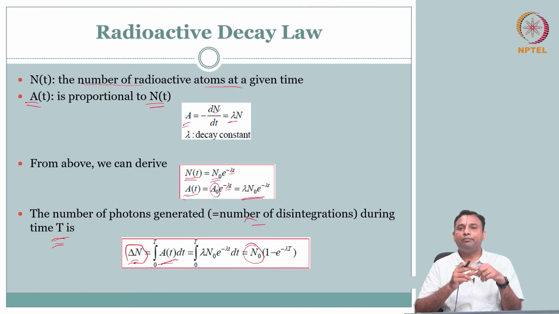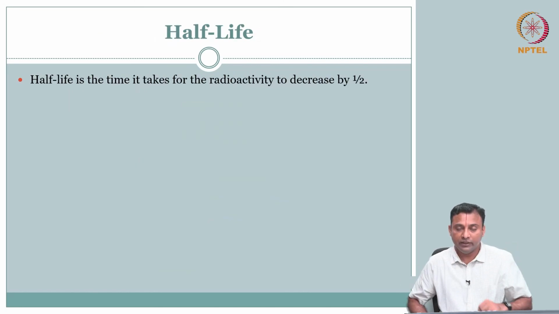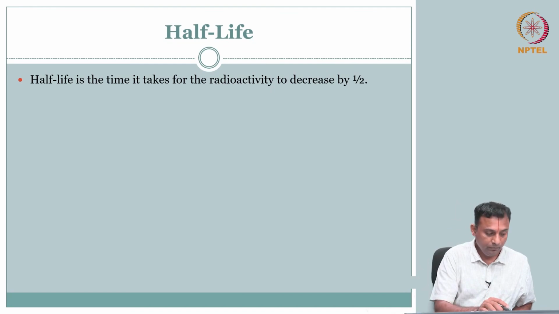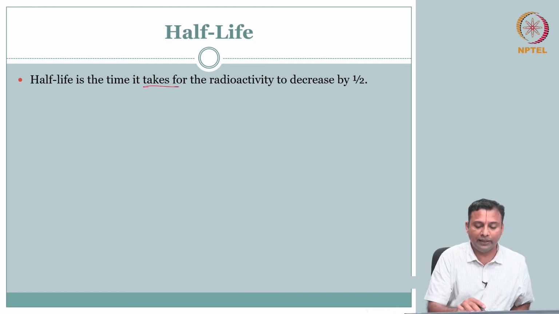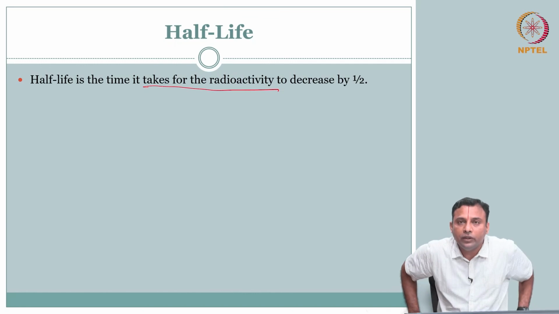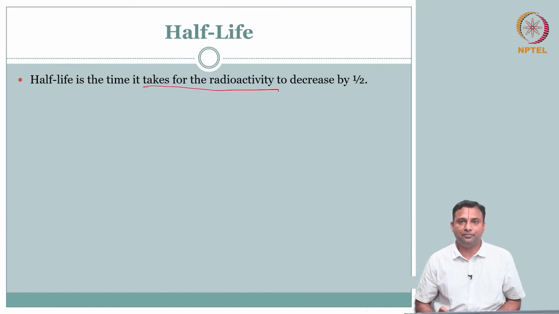So the natural quantity of interest is, when is it 50%? There we talked about the half value layer thickness, when the attenuation was 50%. Here likewise you start with some n naught, some radioactivity. When does it become half? That is a quantity of interest. So half-life is the time it takes for the radioactivity to decrease by half.